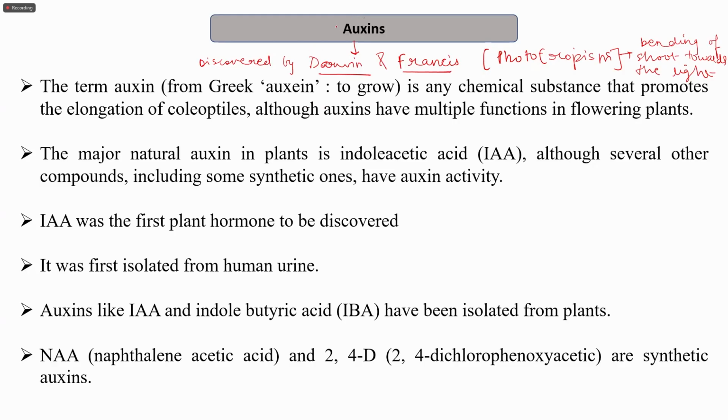identified to be auxin. The term auxin is derived from a Greek word that means to grow, and it is any chemical substance that promotes the elongation of coleoptiles. Although auxins have multiple functions in flowering plants, the main function related to auxin is the elongation of coleoptiles, that is the tip of the shoot.